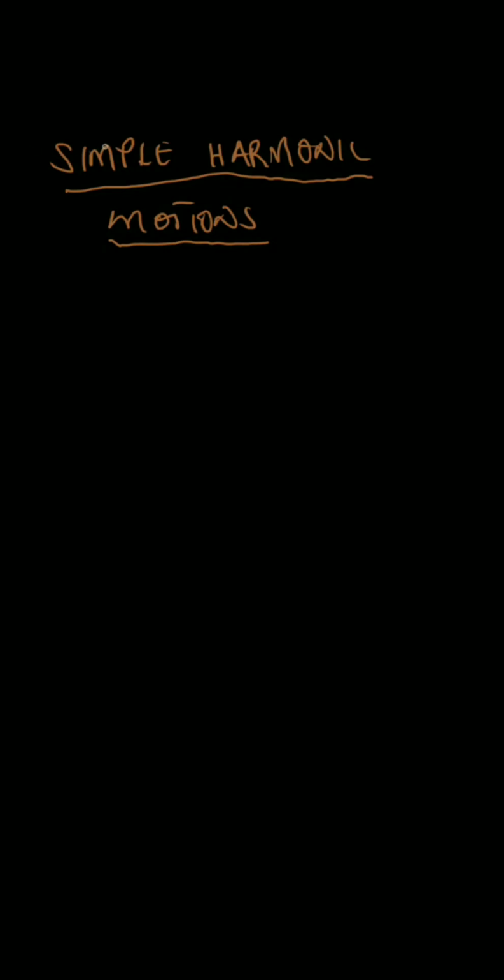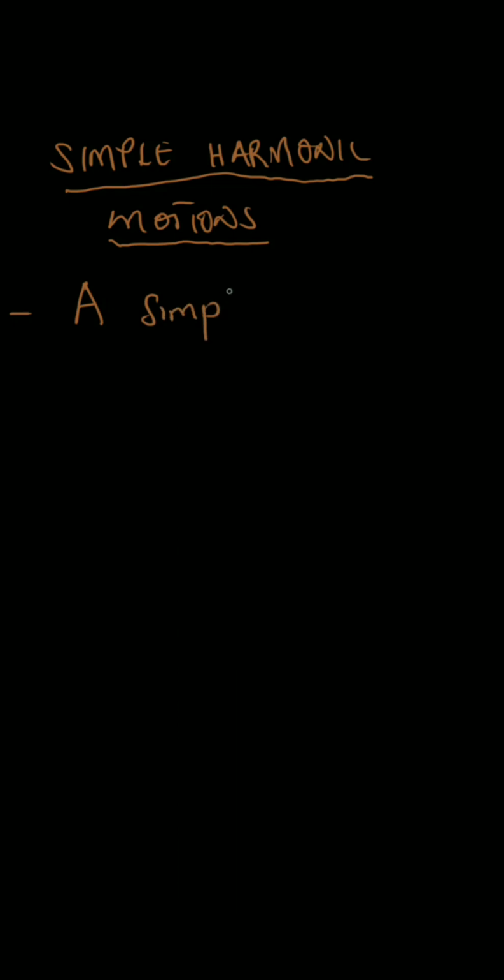So this is where we're going to look at simple harmonic motion in physics. A simple harmonic motion is simply where we're looking at an object moving back and forth from one point to the other. It is repeating the same motion. So this is simply known as a simple harmonic motion.